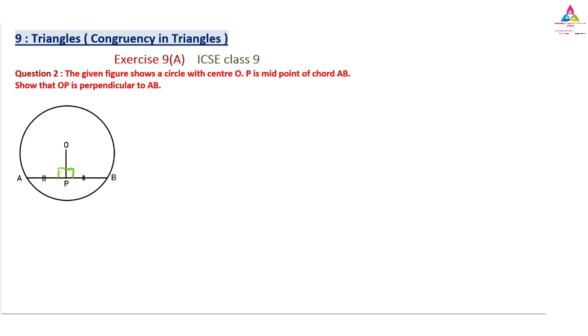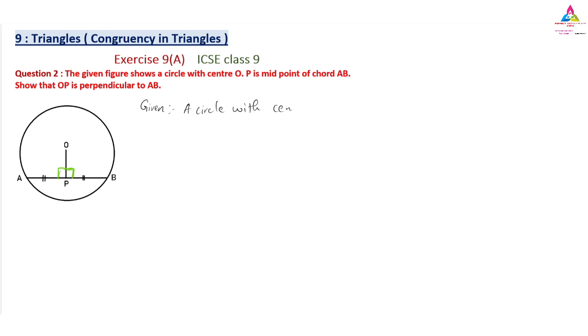So I will write down what they have given. First we will write down the given: a circle with center O. Second, they have given P is the midpoint of AB. That is the second part they have mentioned. So it shows that AP is equal to BP. Only this much they have given, and nothing else in this question.